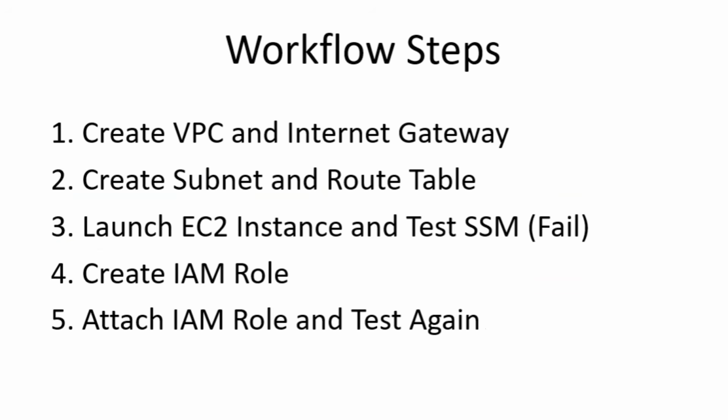Here's the roadmap for today's hands-on session with AWS Systems Manager. We'll follow 5 key steps to set up a secure and manageable environment. Step 1. Create a VPC and Internet gateway. We start by building our private network in AWS, giving our instances a safe place to live and a gateway to communicate with the Internet. Step 2. Create subnets and routing tables. Next, we divide the VPC into subnets and configure routing. This organizes our network and ensures traffic flows correctly between resources.